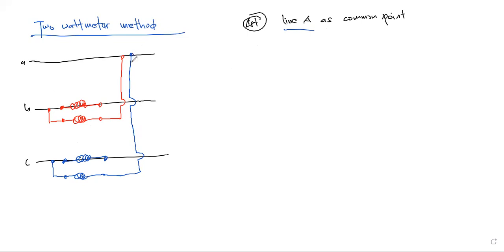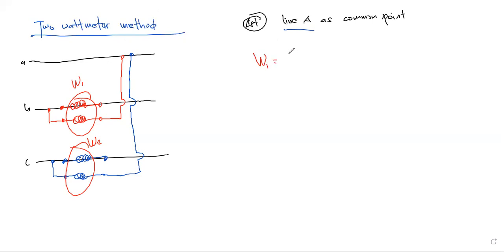So with the current coils situated in the other two lines, line B and C, in this case, because line A is set as common, we then say that this would be wattmeter 1, and of course, this would be wattmeter 2.